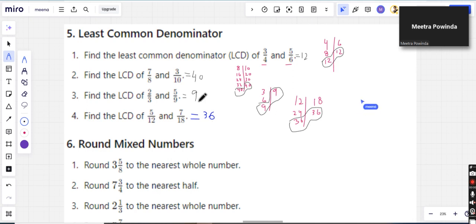Good. So least common denominator, in short form, if we have two numbers in the denominator, we just check which is the least number that is a multiple of both, the common multiple, just like you saw here: 40, 12, 9, 36. Do you have any questions about this?